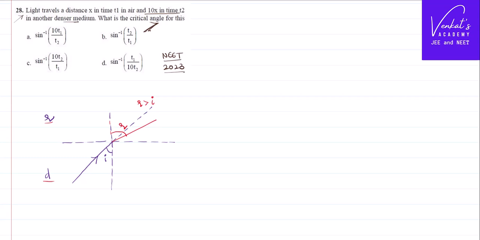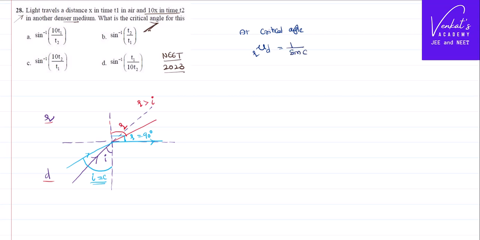Then for a particular angle of incidence, which is called the critical angle, the light ray grazes the boundary separating the two media such that the angle of refraction is 90 degrees. That particular angle of incidence is called the critical angle. So we know that at critical angle, mu denser to rarer is 1 by sin c.